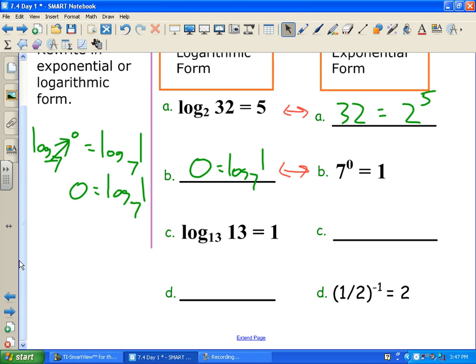But again, I want to go from logarithmic form into exponential form. The way that I'm going to do it, I want to get rid of a log. So I'm going to introduce a base of 13 to both sides of the equation. There is my identity, my giant 1, and I'm left with 13 equals 13 to the 1. Remember, I introduced that base of 13.